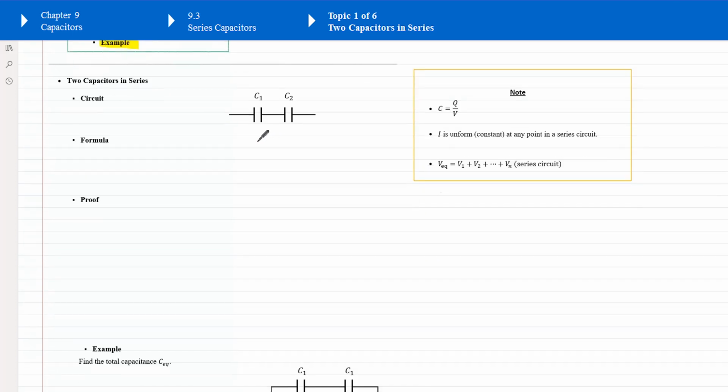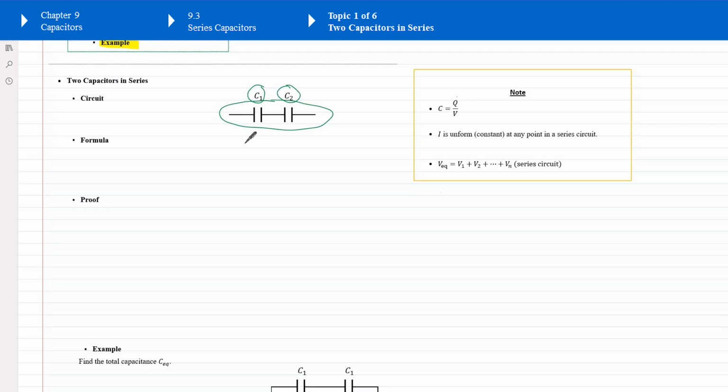Here we have two capacitors connecting in series. The two capacitors are called C1 and C2. They are attached side by side. This is the series connection. Let's look at the note first.